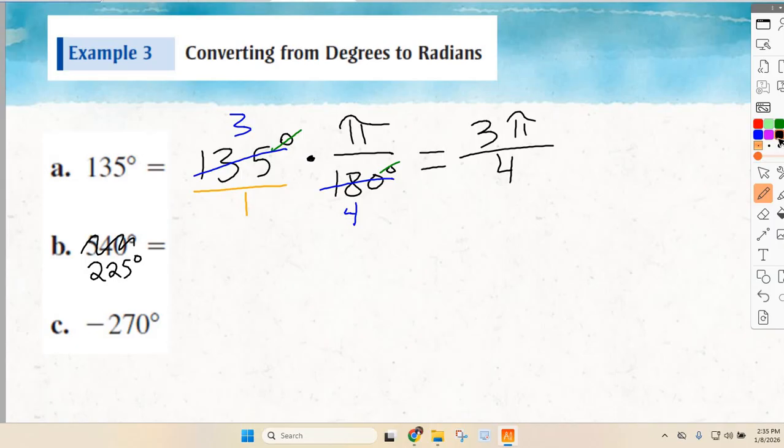Extravagance, not always the case, just happened to be the case for these two. So if we reduce those, we should end up with what? 5/4. Yes.